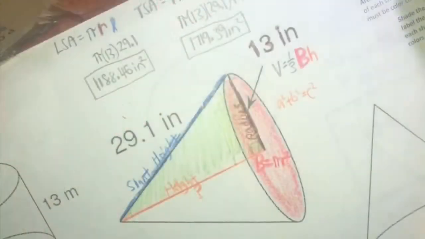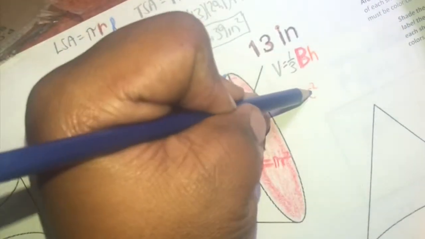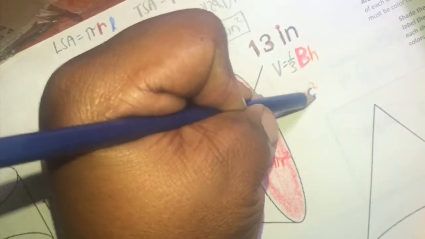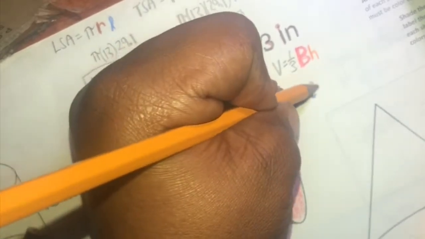So I am going to use that. A squared plus B squared is equal to C squared. Keep in mind that the C is the slant height, and the A is the radius. So what I need to find is B in this case. And what happens if they give you the hypotenuse and you need to find either the A or the B? You end up having to subtract.